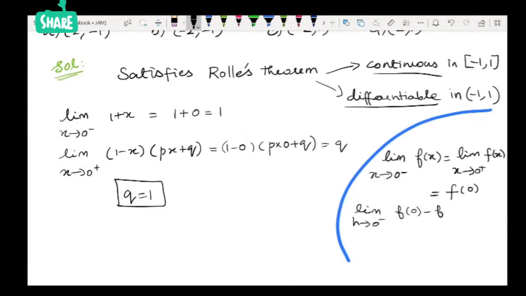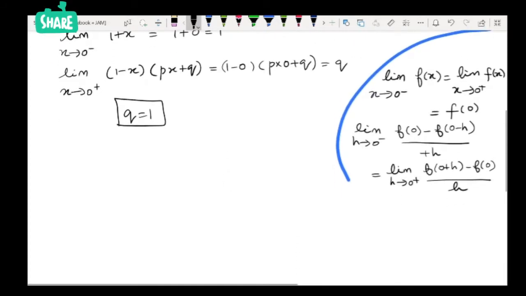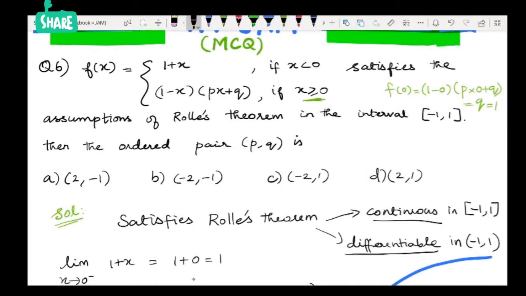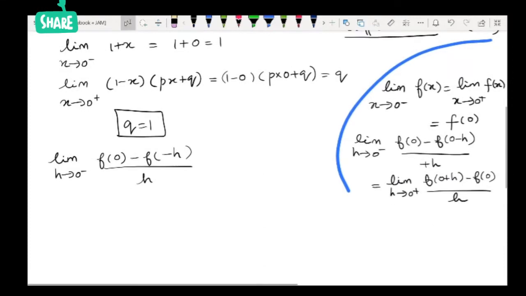Great. Now let's go to differentiable. It means that the left limit of the derivative should be equal to the right limit, where h is some positive quantity. So let's try to find it out. Limit h tends to 0 minus f of 0 minus f of 0 minus h. I'm going to simply put f of minus h divided by h, and f of 0 is 1 minus 0 times p into 0 plus q, which is q. We have already found that q equals 1, so f of 0 is 1.